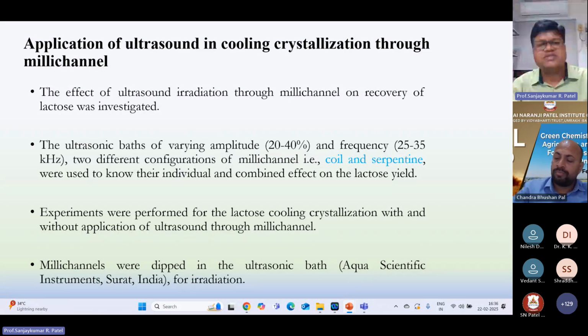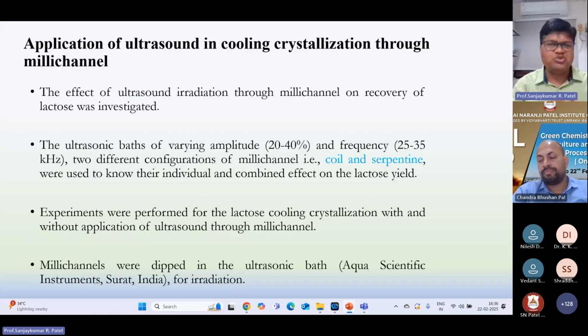And here what we did is we passed the solution of the lactose through a 2 meter length of channel having a 2 mm diameter. And the channel is in two forms. One is serpentine form. We made the serpentine form, and another is in coil form. So we made it such that the solution is passed through, and the overall assembly is kept in an ultrasound bath.